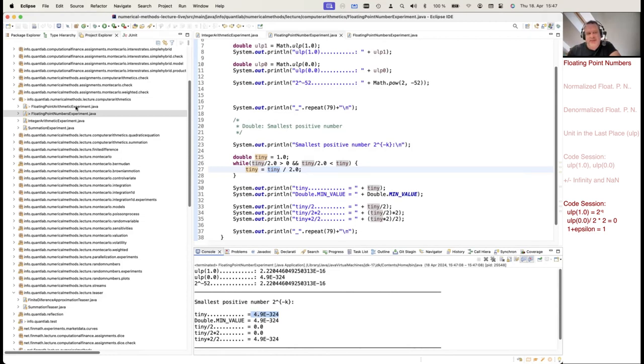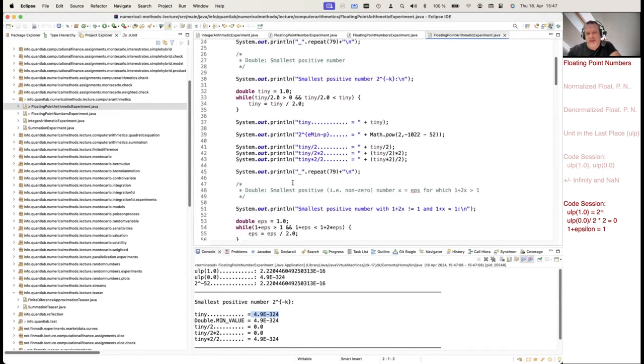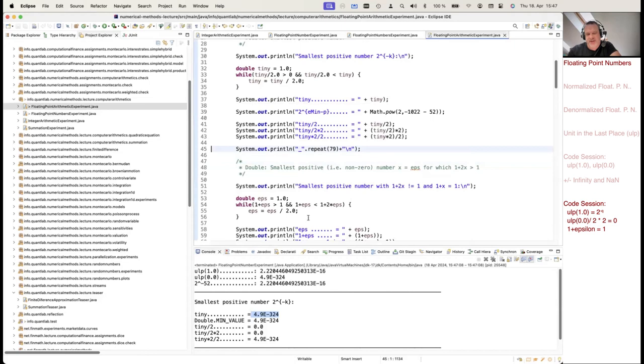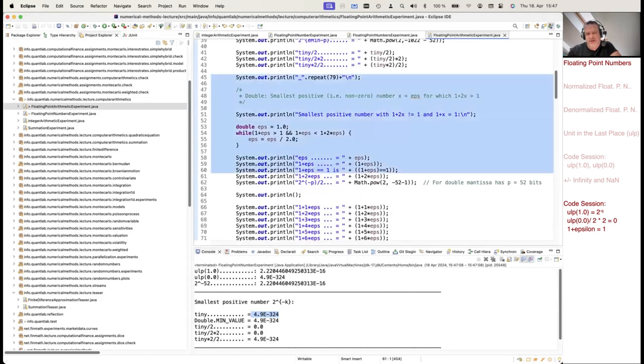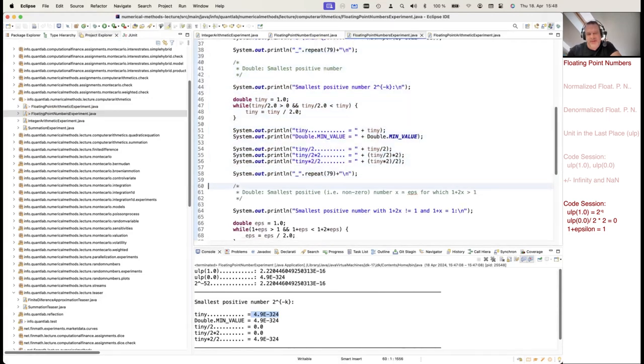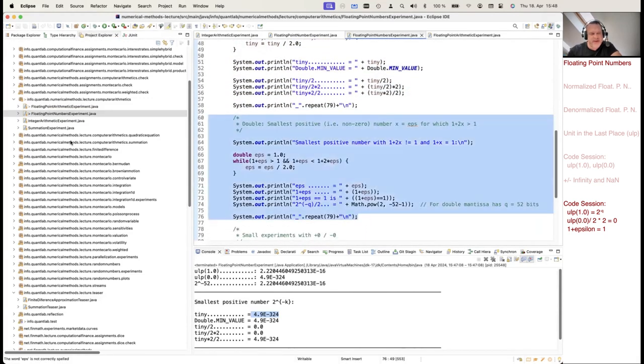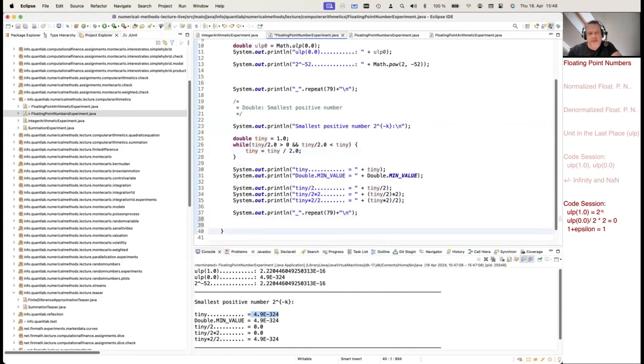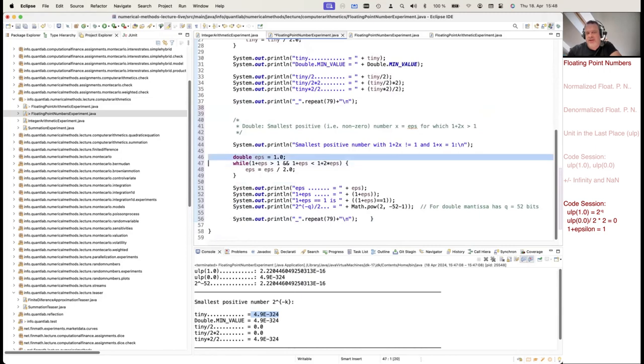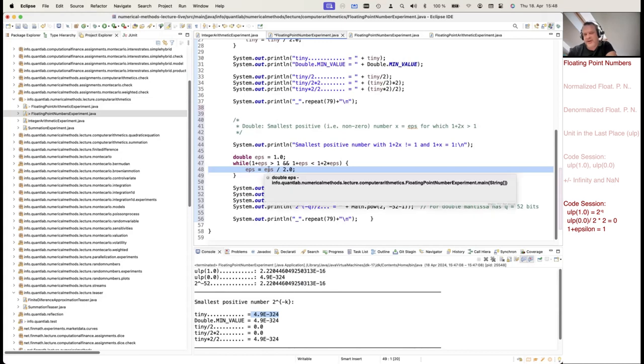I could actually do the same experiment by making a small other check. So this here is my small other check. And then we stop. So let's do the same experiment now with another case. Okay, so what do I do here? I initialize epsilon to one, and then I check: is one plus epsilon larger than one, or is one plus epsilon smaller than one plus two epsilon? If that is the case, then divide epsilon by two, make epsilon smaller.